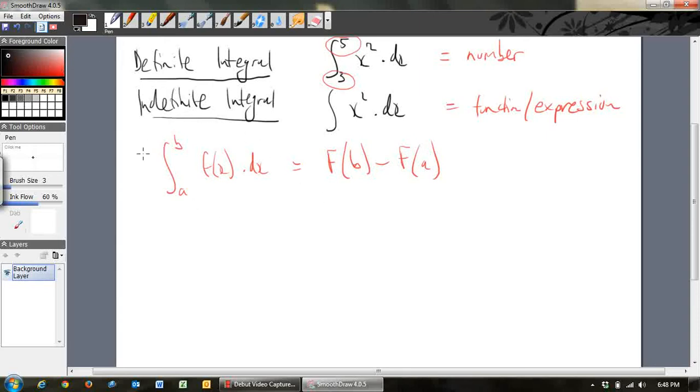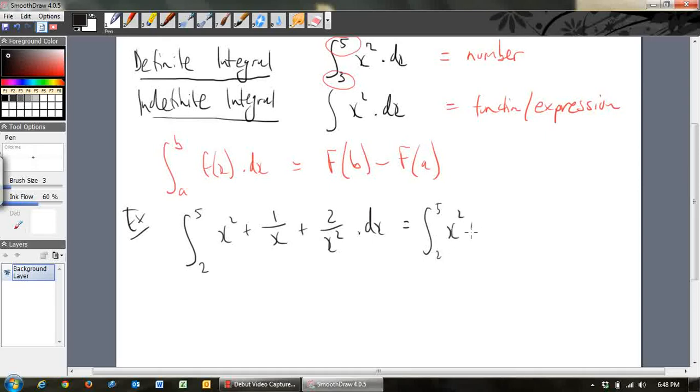I'll just do one quick example of that. I'm not going to labour it much, but let's do an integral from 2 to 5, I'm just going to make something up, of x squared plus 1 over x plus 2 over x squared. I might have run out of space, I'll have to go across the page. Okay, so let's integrate this. I'll rewrite that as the integral from 2 to 5 of x squared plus 1 over x plus 2x to the negative 2.